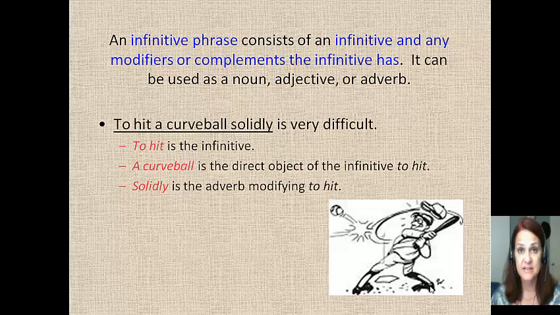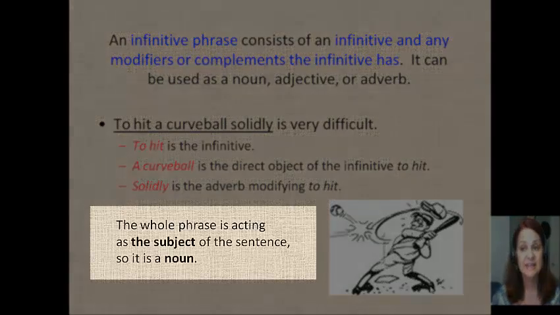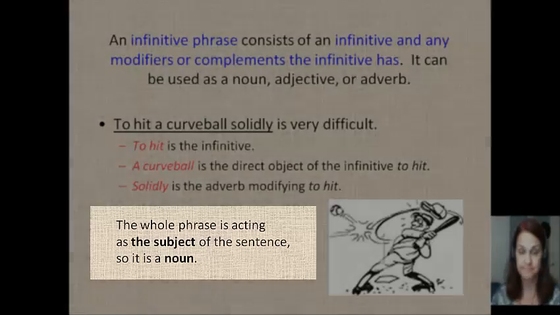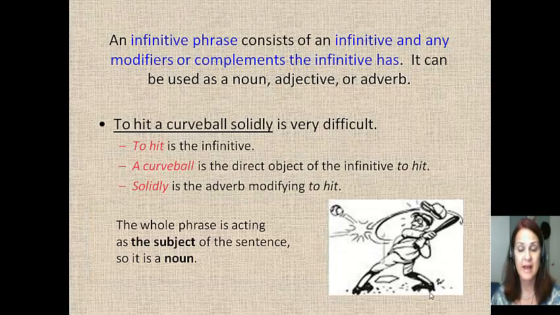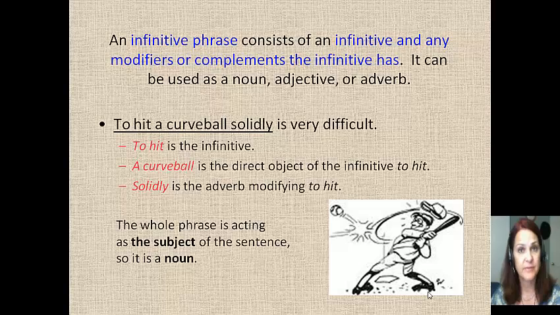Thus an infinitive phrase. And in this sentence, the whole phrase is functioning as the subject of a sentence, so it's a noun. So here we have an infinitive phrase functioning as a noun or subject of a sentence.